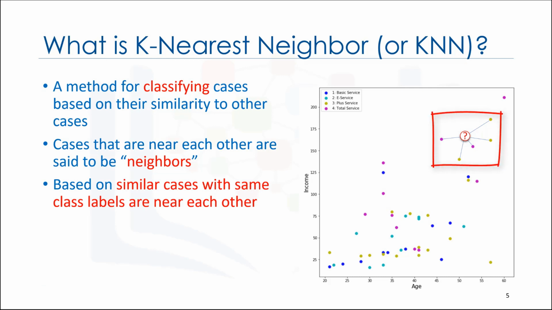Similar cases with the same class labels are near each other. Thus, the distance between 2 cases is a measure of their dissimilarity. There are different ways to calculate the similarity, or conversely, the distance or dissimilarity of 2 data points. For example, this can be done using Euclidean distance. Now, let's see how the K-Nearest Neighbors algorithm actually works.